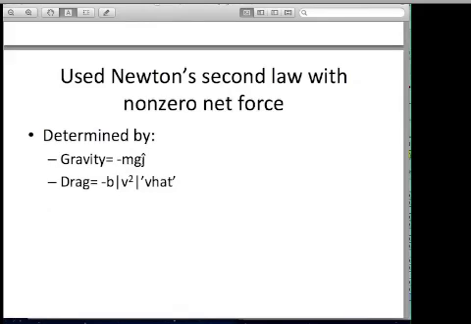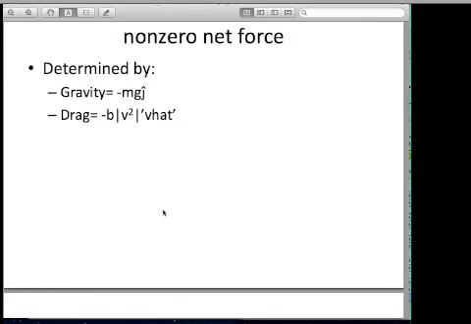Gravity is the negative y unit vector times mass times the gravity constant. And drag is the negative b constant times the magnitude of velocity squared times the direction of the velocity, the unit vector of the velocity.